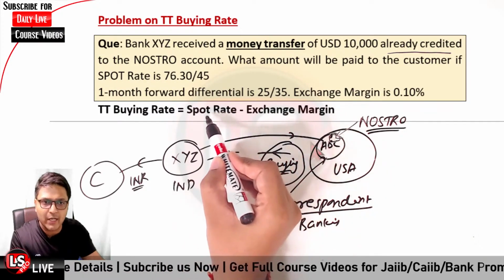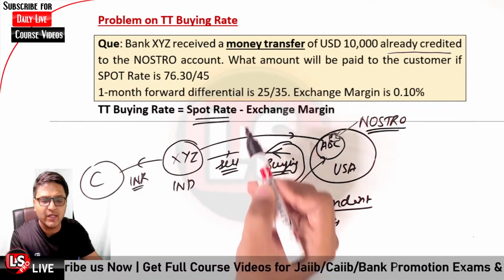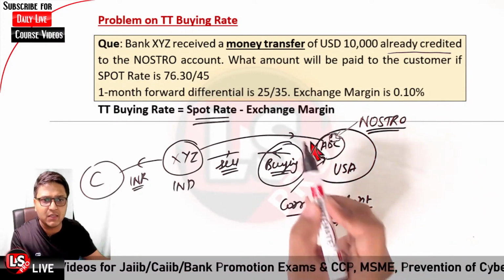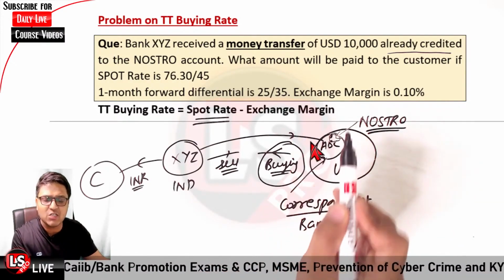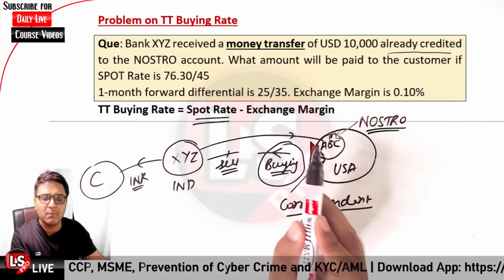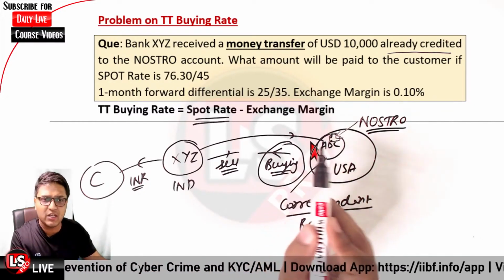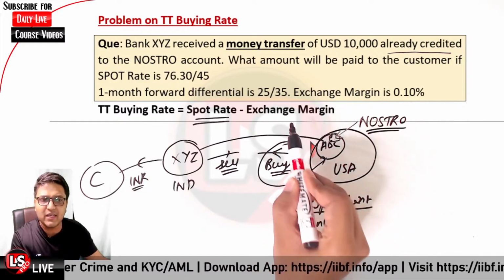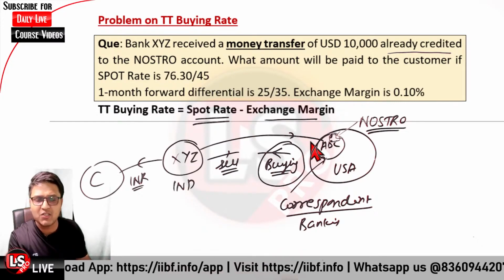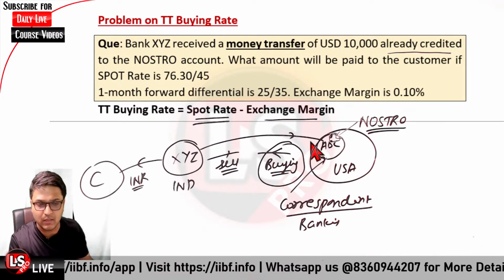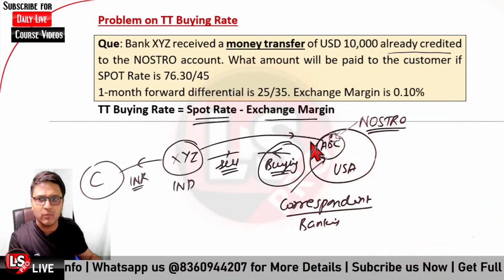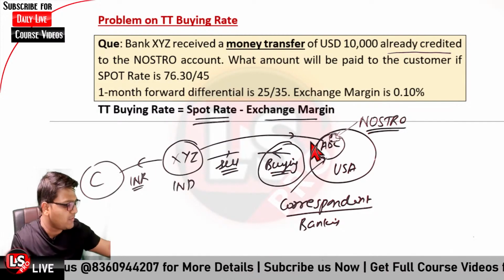First of all, it is a spot rate. And as I told you, there is no forward contract in this case, so no premium or discount will be applicable, and further you will be subtracting the exchange margin. Just remember this thing: in case of a buying transaction, whether it is TT buying or bill buying, you need to subtract the exchange margin. So in this case also the exchange margin will be subtracted. That is the scenario, and now we'll be covering the numerical based upon this.